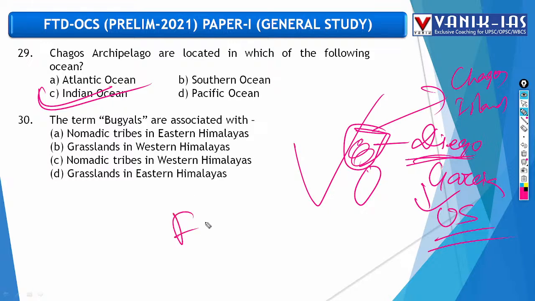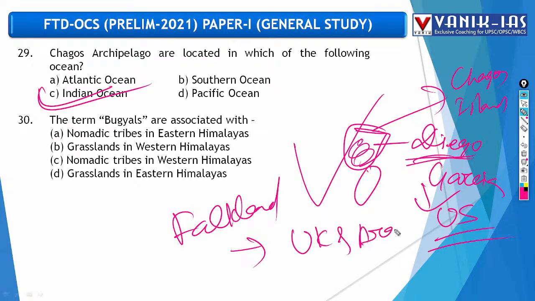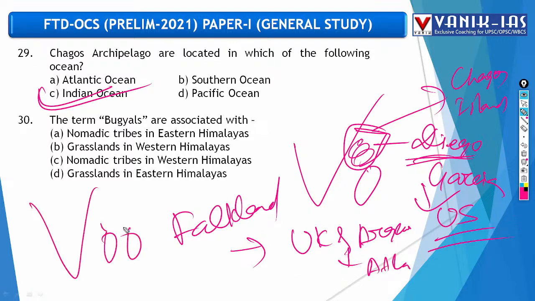Similarly, the Falkland Islands were in the news. The Falkland Islands are a disputed region between the UK and Argentina. Argentina is in the Atlantic Ocean. Suppose this is South America and here is the Atlantic Ocean, Falkland Islands, West Falkland, East Falkland, a disputed region between the UK and Argentina. There are Argentina, Chile, Peru, all these South American countries. Okay.